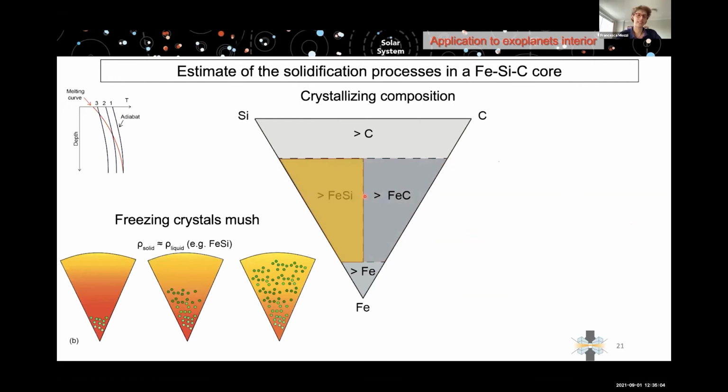Finally, if we consider the FeSi field, it is an even more strange, I would say, or interesting scenario, because the density difference of the crystals forming in the FeSi-rich field wouldn't be so large between the crystals and the liquid. So probably the crystals will float around their position without either sinking or floating upward, freezing as a crystal mush. So in this case, I can't even figure out what would happen in terms of solutal convection and further development of the core.